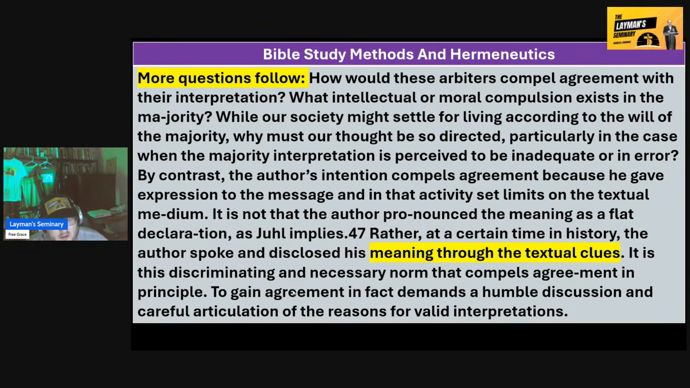And that's why whenever you're talking about apostolic succession, infallibility, primacy, and all of that stuff, they always point to a text. Now, here's the key. They'll either point to the biblical text, extra-biblical literature in the Old Testament, or church stuff. But regardless, they're always going to a text. So what they're doing is claiming their interpretation of all of those texts is correct: the Bible text, the historical text, and all of that. By the very fact of them doing that, they're showing that the text of any kind has final authority. It is the discriminating and necessary norm that compels agreement in principle. To gain agreement, in fact, demands a humble discussion and careful articulation of the reasons for valid interpretations.